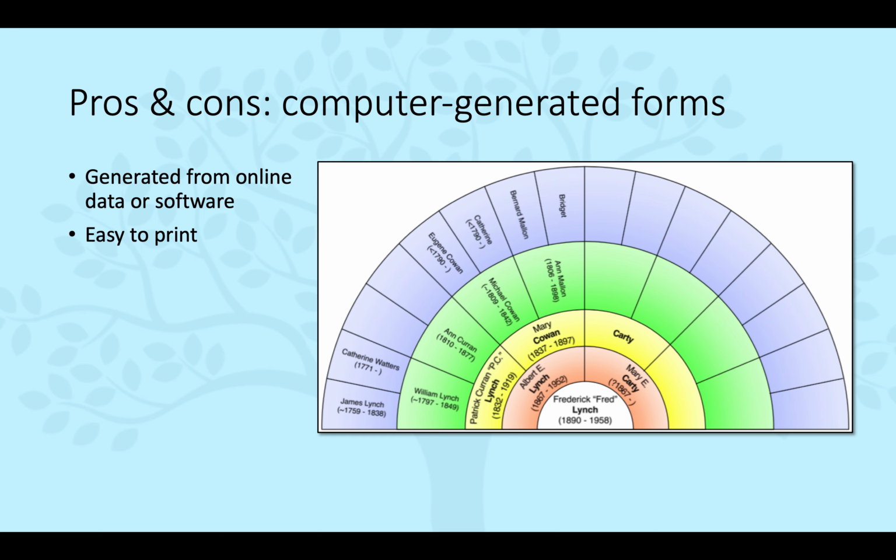They're easy enough to print. If you have a color printer, that is. They're easy to change. All you need to do is to go into the software, change the date or the name, or add some other piece of information, and then regenerate the fan chart, and it will be updated.